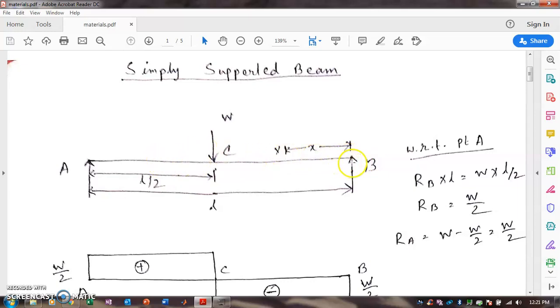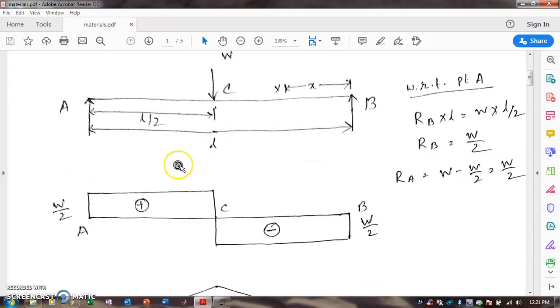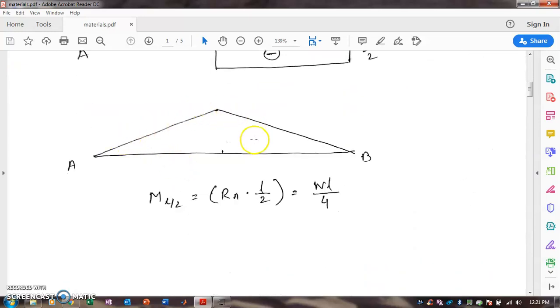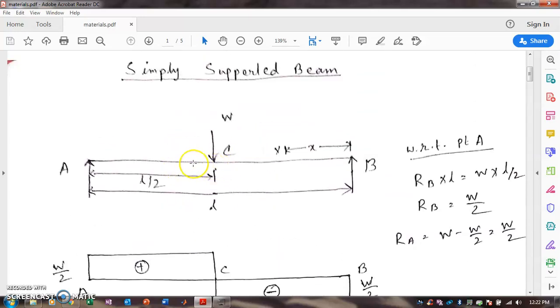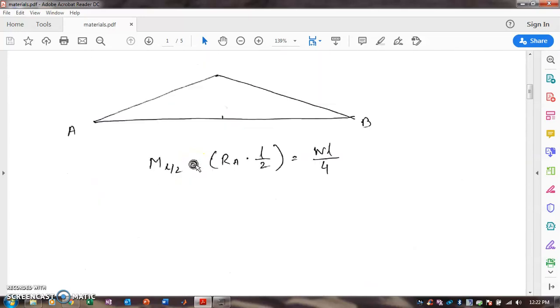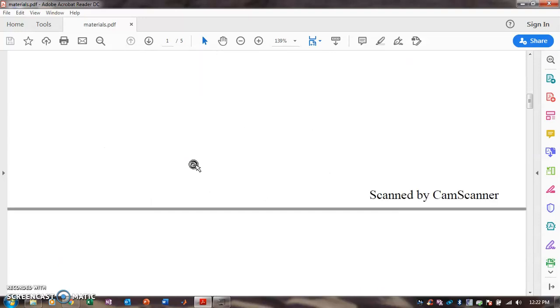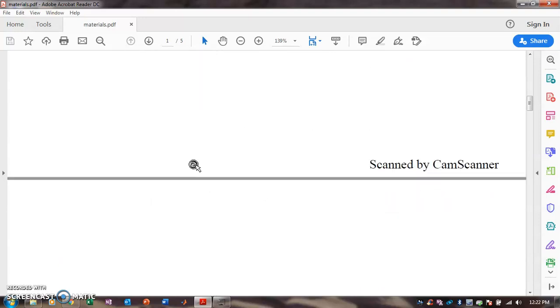Then the bending moment will be the bending moment due to RB minus the bending moment due to W, that is RB into X minus W into X minus L by 2, that is this distance. So you will get a similar diagram if you take from any single side also. So you can do it yourself and see what comes.